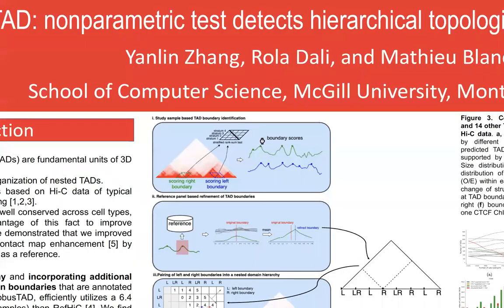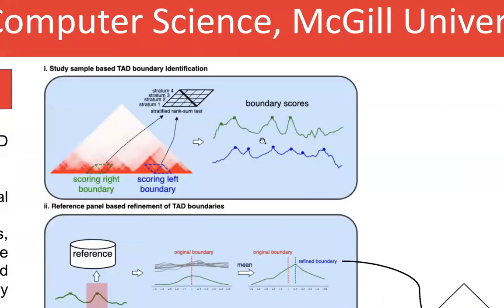We call the first step the study sample-based boundary annotation. It is similar to many one-dimensional score-based approaches. We detect boundaries as local maxima in scores. We compute left and right boundaries separately. To compute the boundary scores for a given position, we performed a rank sum test on their interaction frequency inside TAD and across the domain boundary. As genomic distance contributes to the interaction frequency, we performed a stratified version of the rank sum test.